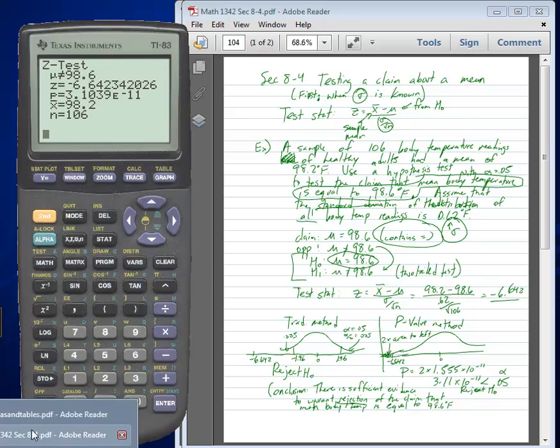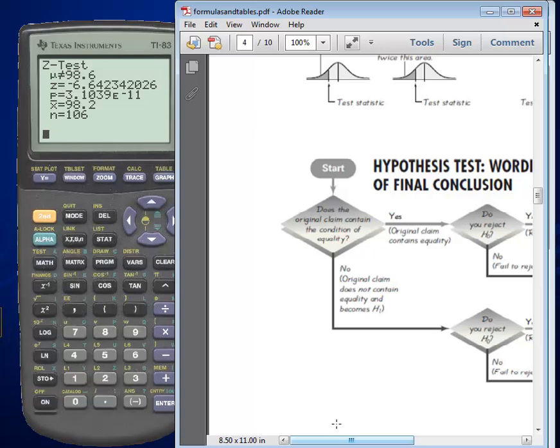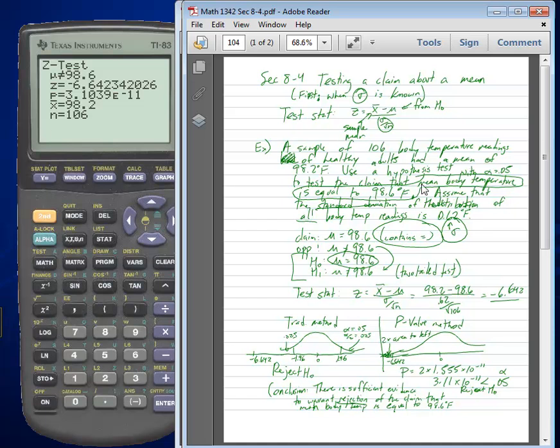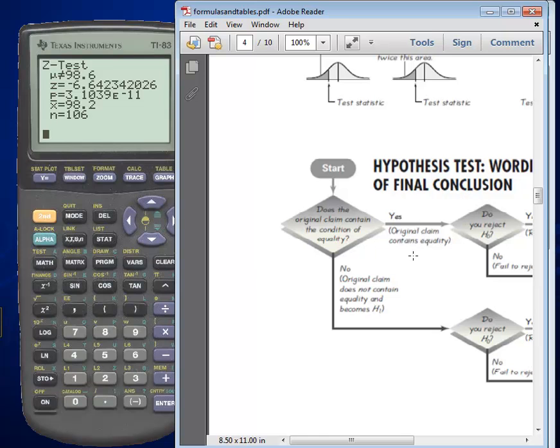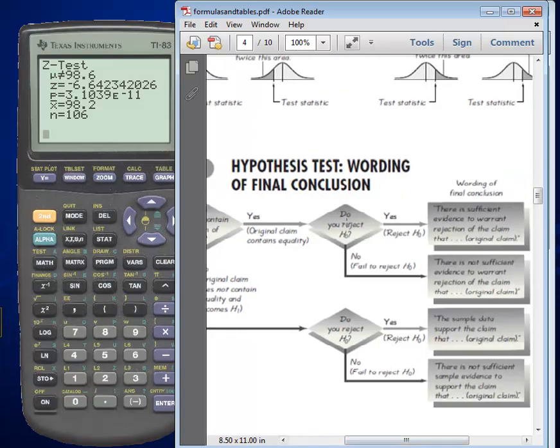And again, let's look at the wording of the final conclusion just to see if that's any different this time, because it will be. Did our original claim contain the condition of equality? Well, this time, yes, it did. Our original claim was that the mean is equal to 98.6. So that is equality. Not only does it contain equality, but it is equality. So we'll follow the yes arrow on our flowchart this time. Original claim does contain equality. Did we reject H0? Yes, we had a very small p-value and we rejected the null hypothesis. So our conclusion is that there is sufficient evidence to warrant the rejection of the claim that mean body temperature is equal to 98.6, which was the claim that we were testing.